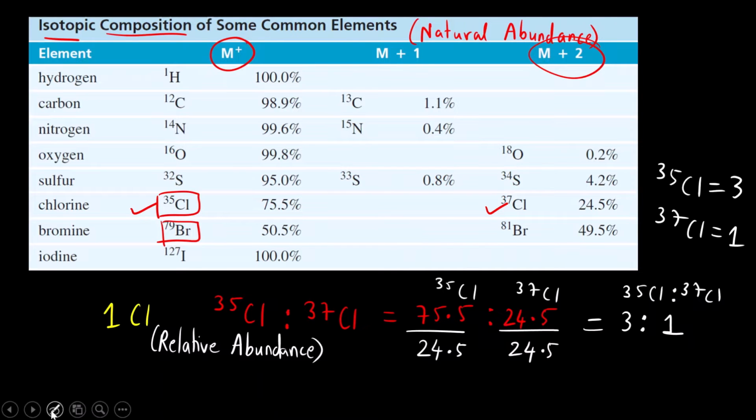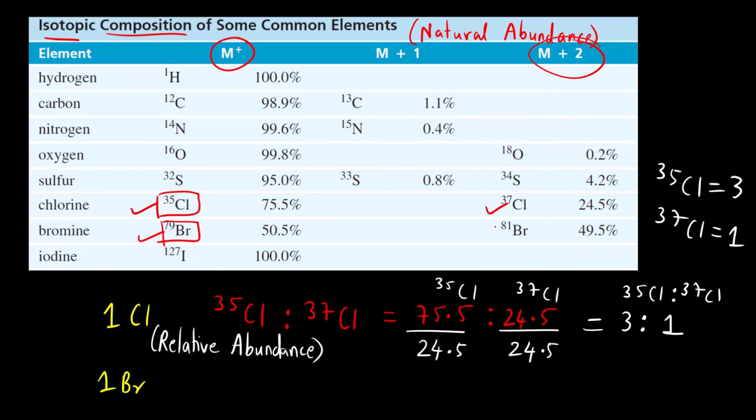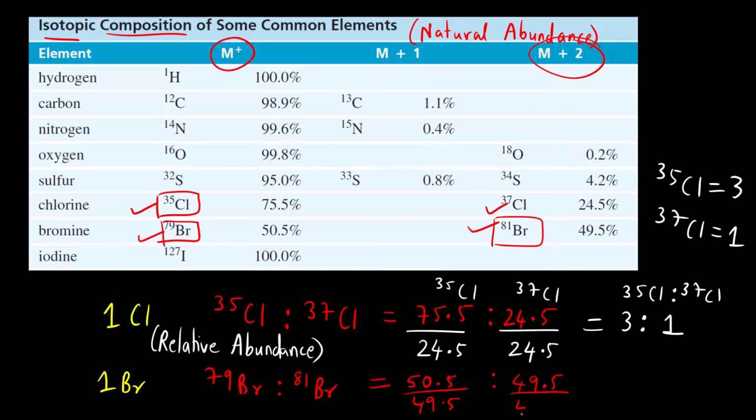Okay, similarly for bromine also we can find it out. Suppose there is one bromine atom. How many isotopes of bromine are present? Again there are two isotopes, 79 Br and 81 Br. 79 Br is to 81 Br. Here you can see the percentages: one isotope is slightly higher, 50.5, and another is slightly lower, 49.5%. So we'll divide both of them by 49.5. You can see the answer will be approximately 1.1, so 1 to 1.